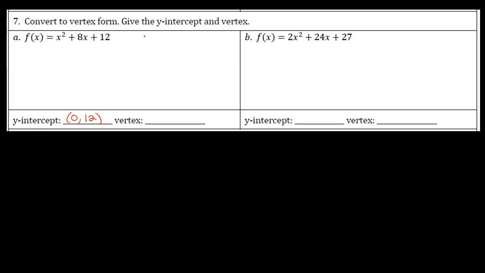So to get your vertex, which is an x and a y, or an h and a k in this case, and so to get the x part of your coordinate, recall it's negative b over 2a. So x equals negative b, so negative 8, over 2 times 1, and so we get negative 4. Now, to find the y value, so this is h, okay? And now we're going to plug in negative 4 for x. Going to use parentheses.